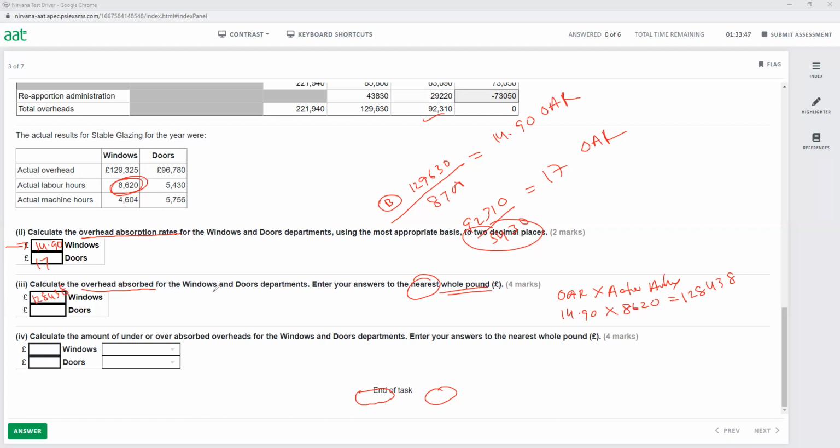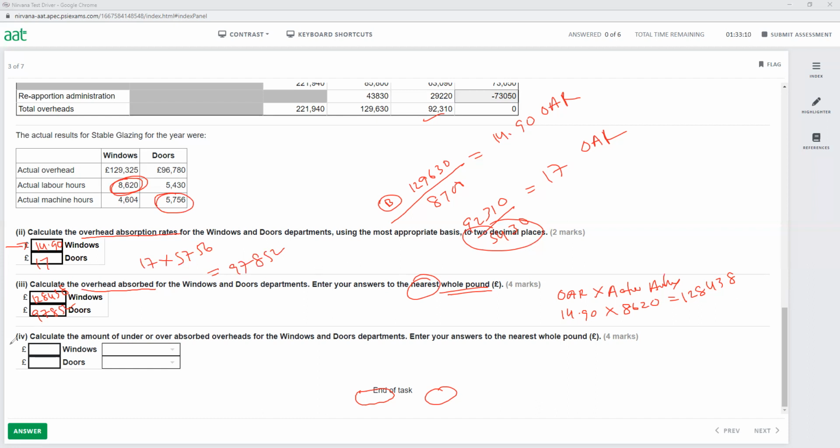And for the doors, same thing. So 17 times, for the door, we use the machine hour, 5756. This time multiplying with actual, not with the budgeted. Remember that. 17 times 5756. That gives me 97,852.